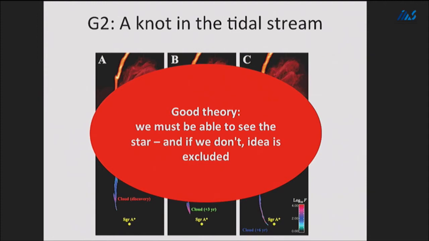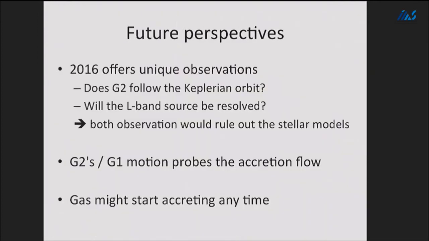The future perspective I want to mention is that 2016 offers a very unique observing possibility. Essentially, we can measure the position of G2 again and then see whether it follows the Keplerian orbit or not. In 2016, the difference between the drag force orbit and the Keplerian orbit is large enough that we can safely make a statement on that. And also we can see whether G2 extends to the level G1 was extended in that picture, as you've seen.